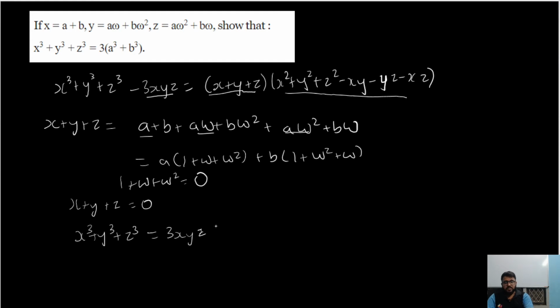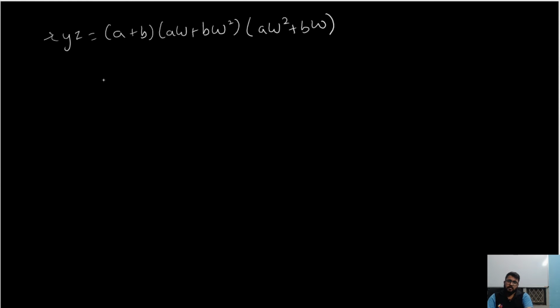Yes. So now it's our task to prove that 3xyz is equal to 3 into a cube plus b cube. So let's just take that. So we have xyz is equal to a plus b into a omega plus b omega square into a omega square plus b omega, right? So now it's just multiplication. So what you can do is just multiply binomial terms.